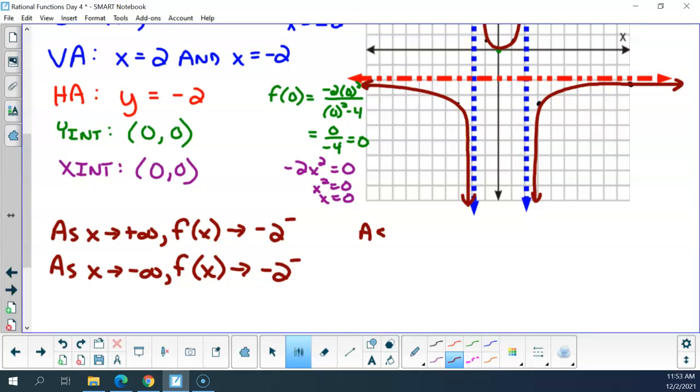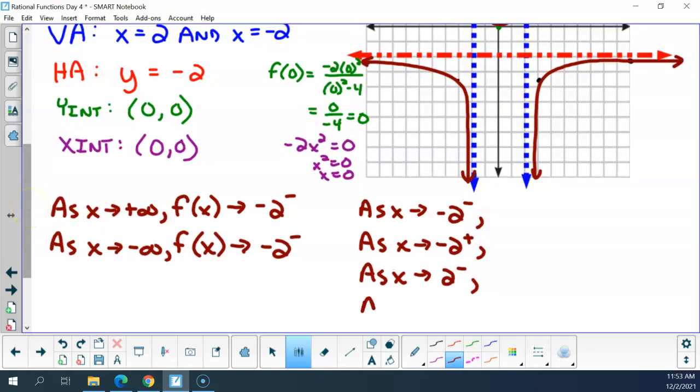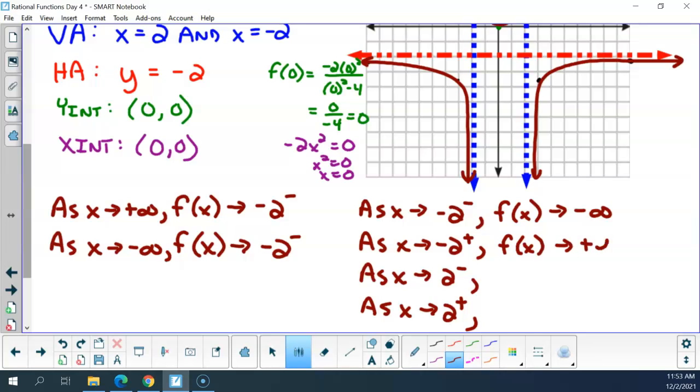Now I got asymptote behavior. So I've got as x is going to negative 2 from the left, as x is going to negative 2 from the right, as x is going to positive 2 from the left, and as x is going to positive 2 from the right. Okay? So left side of my left asymptote going down, function going to negative infinity. Right side of the left asymptote going up, left side of the right asymptote going up, right side of the right asymptote going down.